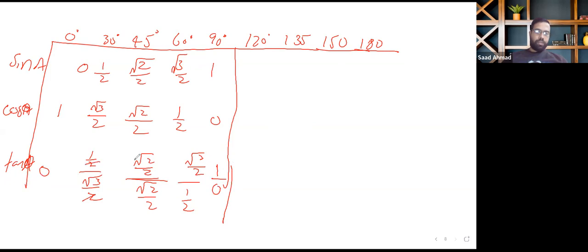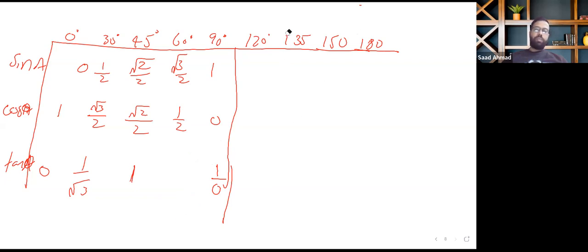This 2 and 2 cancel out because they are in the denominators of the fraction. So when we divide them, we get 1 over square root 3. These are the same, they cancel out, leaving behind 1. And then this 2 and 2 cancel out because they are in the same place in the denominator. And then square root 3 over 1 will give us just square root 3. And we cannot divide anything by 0. So that's undefined, or you can put the infinity symbol for it.